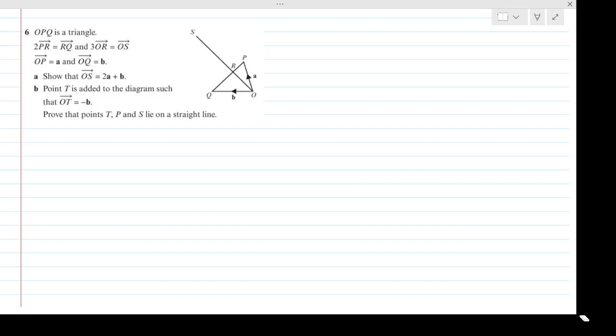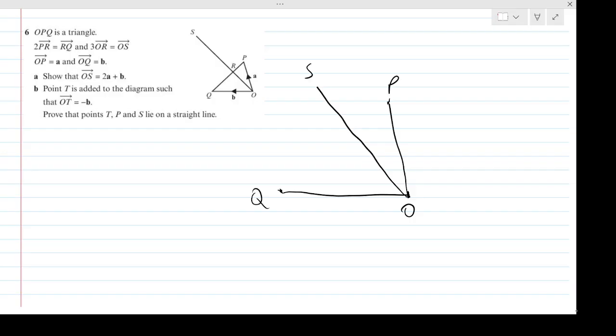So Q would be Q there. Then we're going to have O, the origin. Then we're going to have P. Then we're going to go from O to S. Then we're going to have P to R, there. Then we're going to have R to Q. Okay, so that's my diagram. I just thought I'd make it a bit bigger to be clear. So that's the vector B, and that's the vector A. That's all given to me.